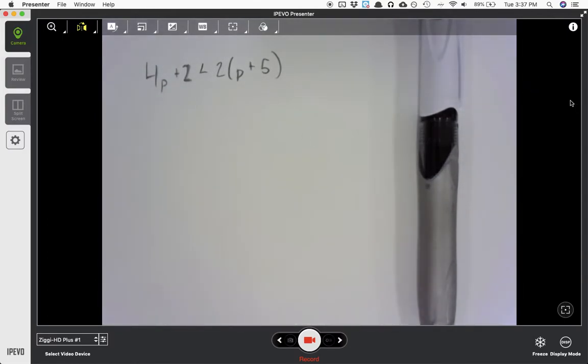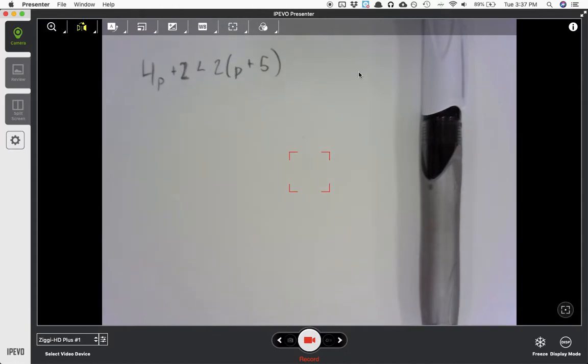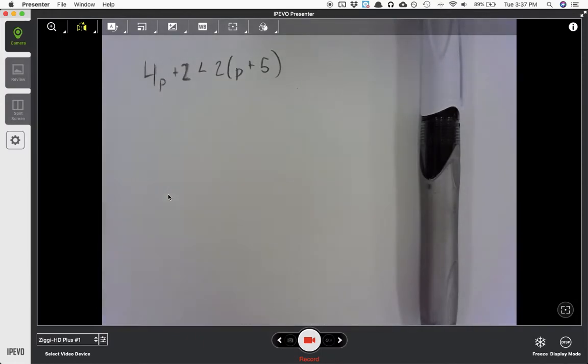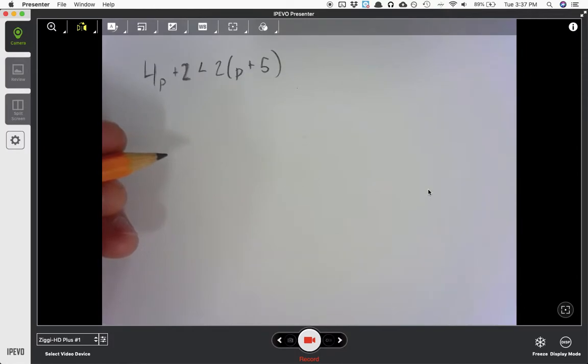I want to full screen all the rest of this. It's good for now. Okay, so 4p plus 2 is less than 2 parentheses p plus 5.